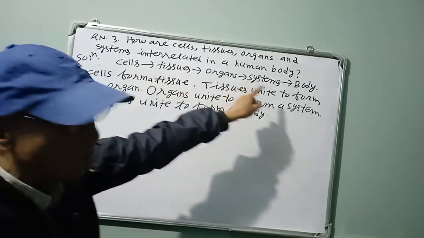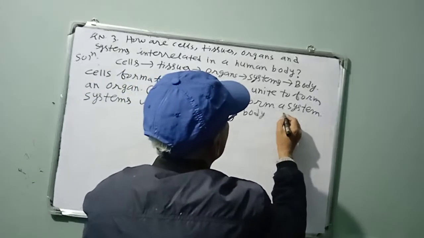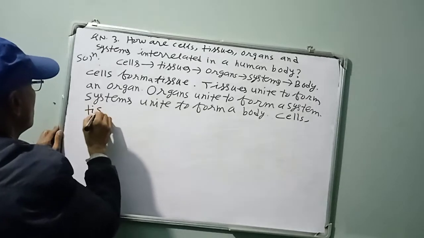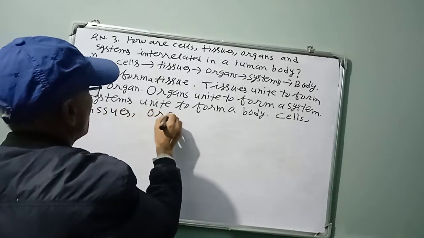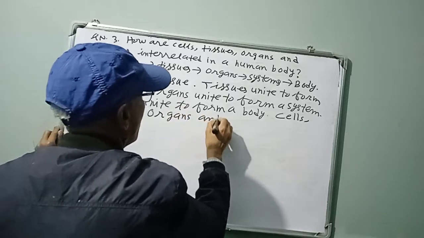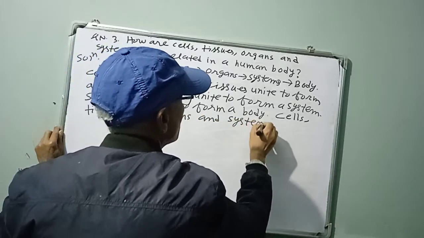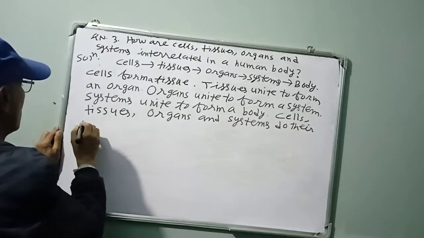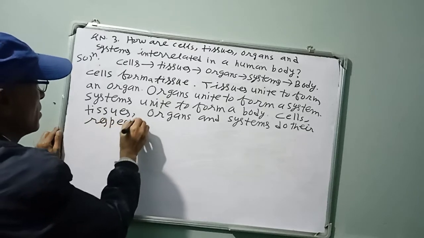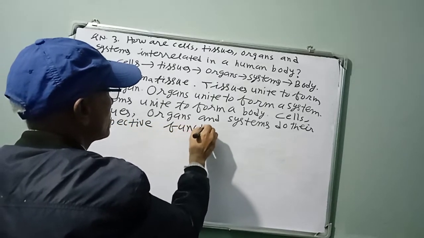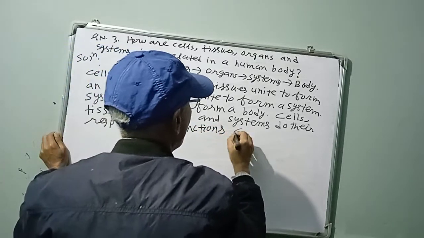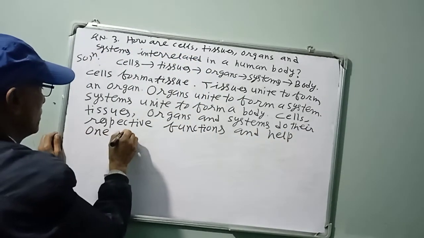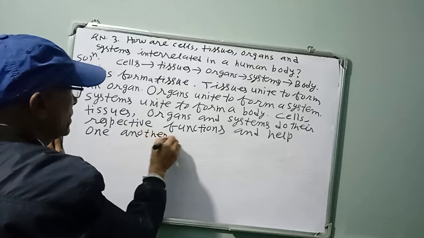Here, cells, tissues, organs and systems are related. Here, cells, tissues, organs and systems do or perform their respective functions and help one another. One another means each other.